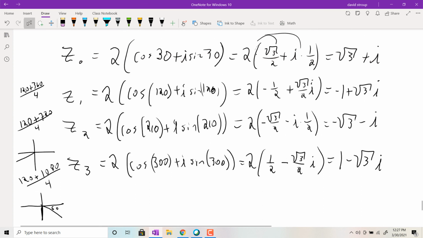Okay. We can plot these things, and this is where it gets kind of cool because you can see the symmetry involved if you were to plot these.